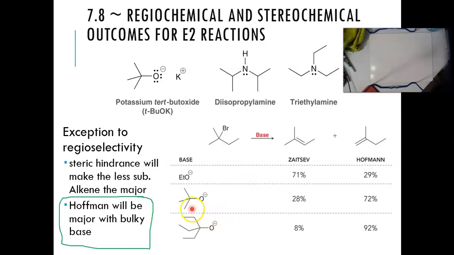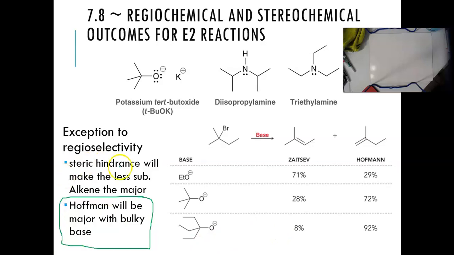As we bump up in size, so now we're using a tert-butyl group, also referred to as a tert-butoxide, the percentages completely switch, and now our Hofmann is our major product. And then we go up to the last one on our chart, where we have an even larger group attached. We have three ethyl groups attached to that carbon in the center, and our Hofmann is 92% of our major product.